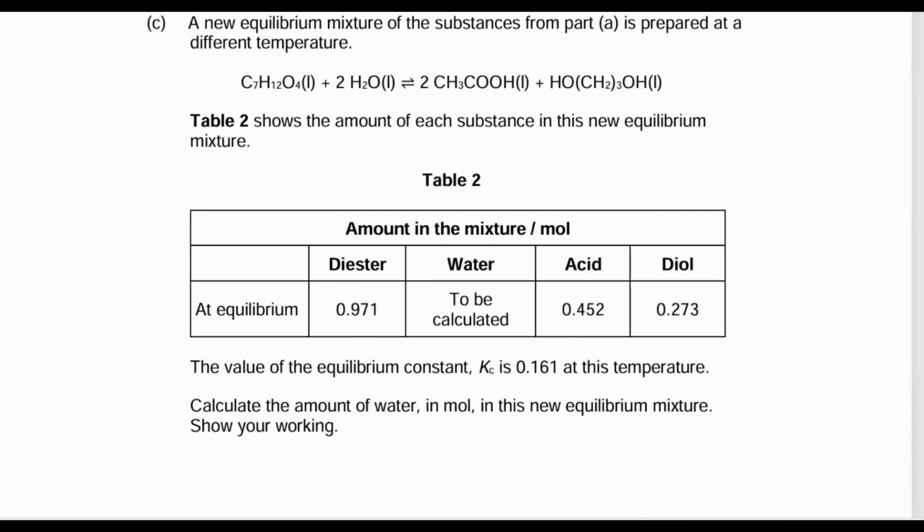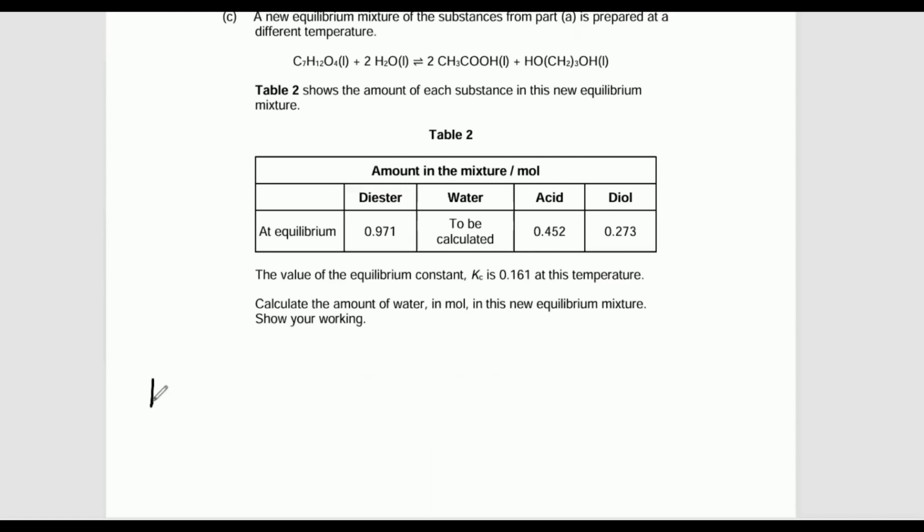A new equilibrium mixture of substances from part A is prepared at a different temperature. Got the exact same equation. The value of the equilibrium constant Kc is 0.161 at this temperature. Calculate the amount of water in moles in this new equilibrium mixture. Show your working. So what we want to do here is just set our equation out.